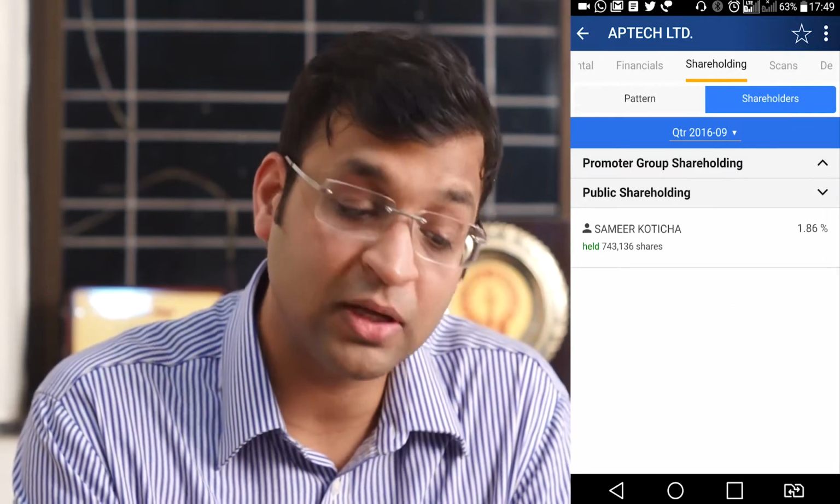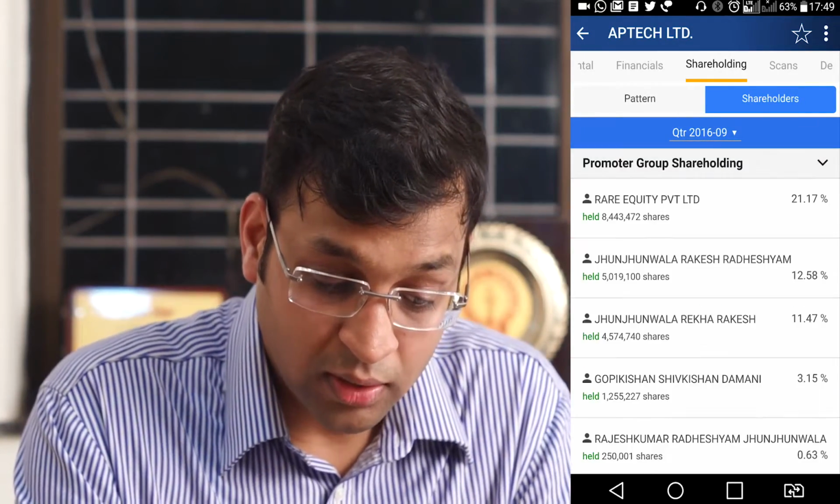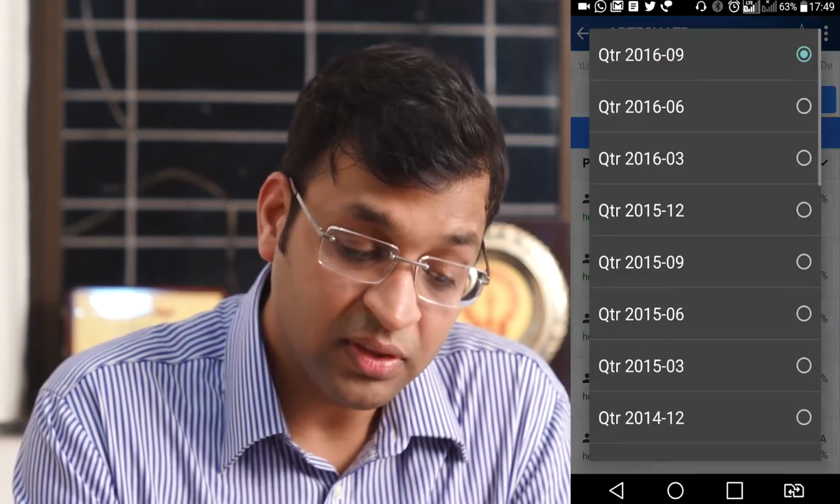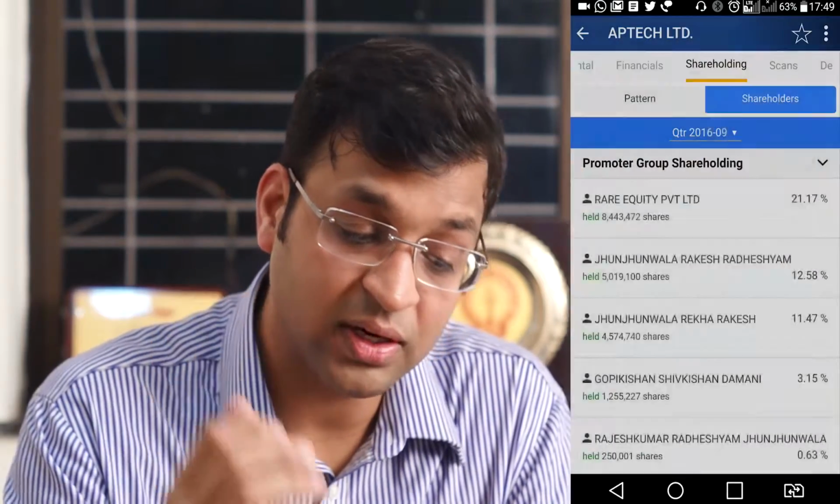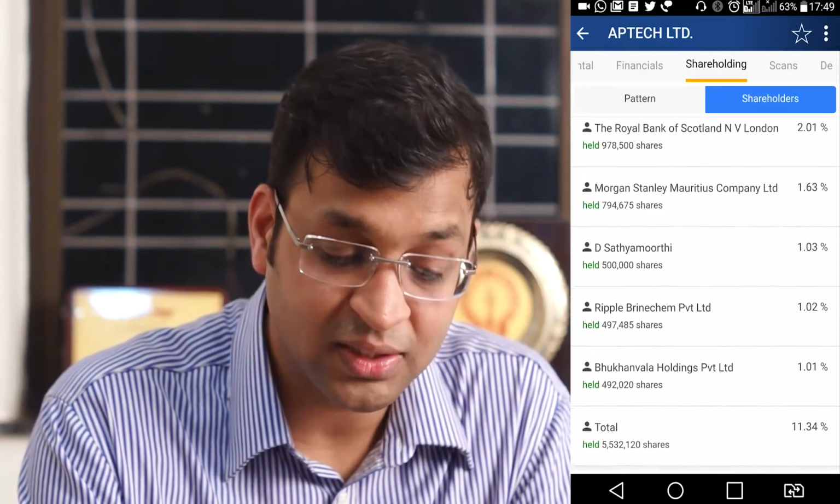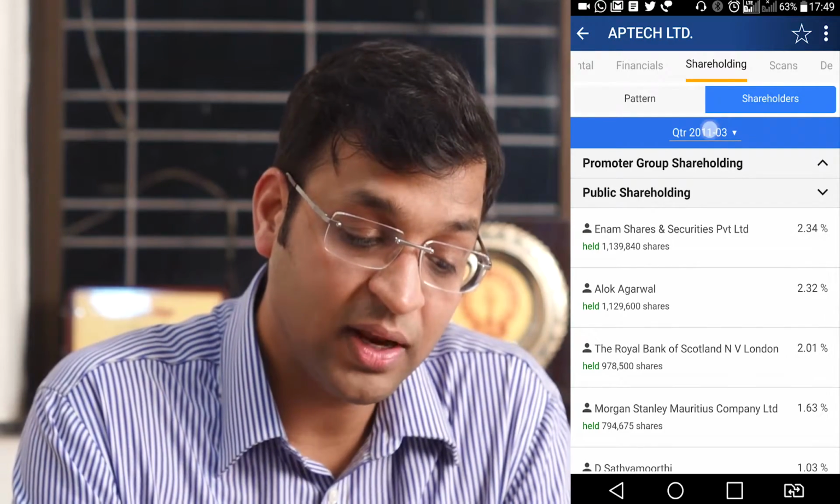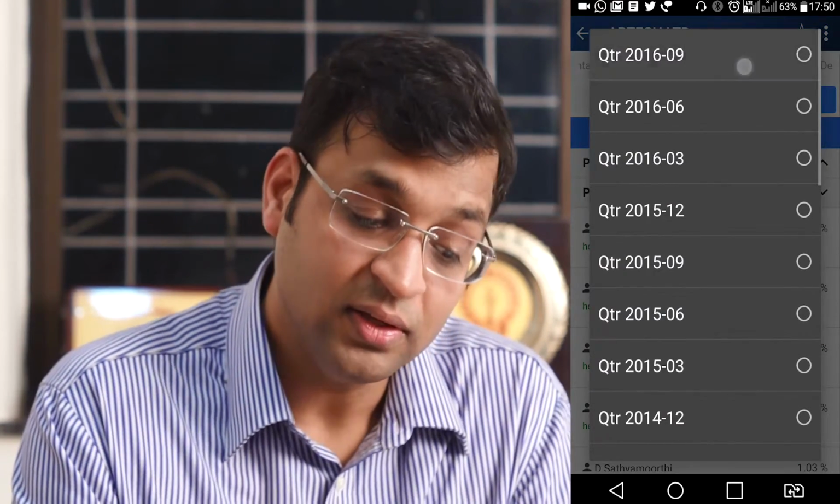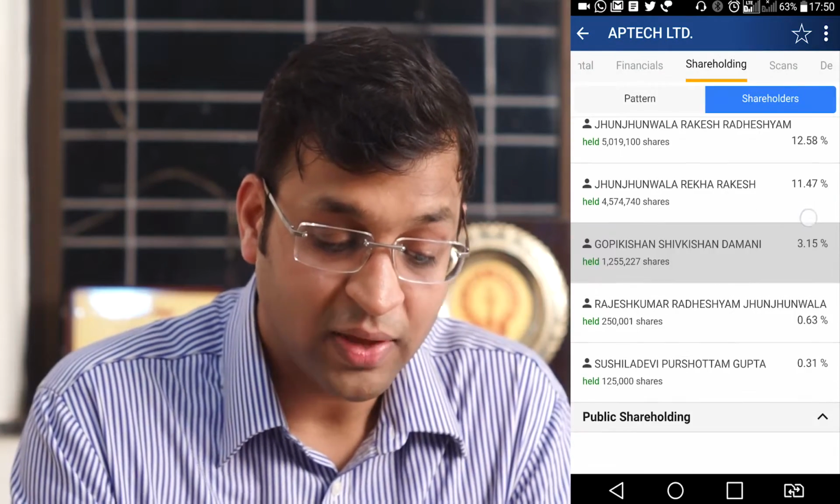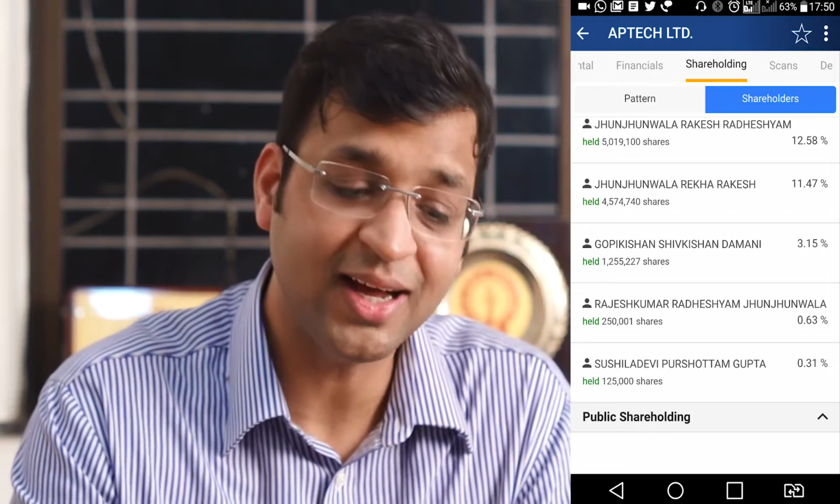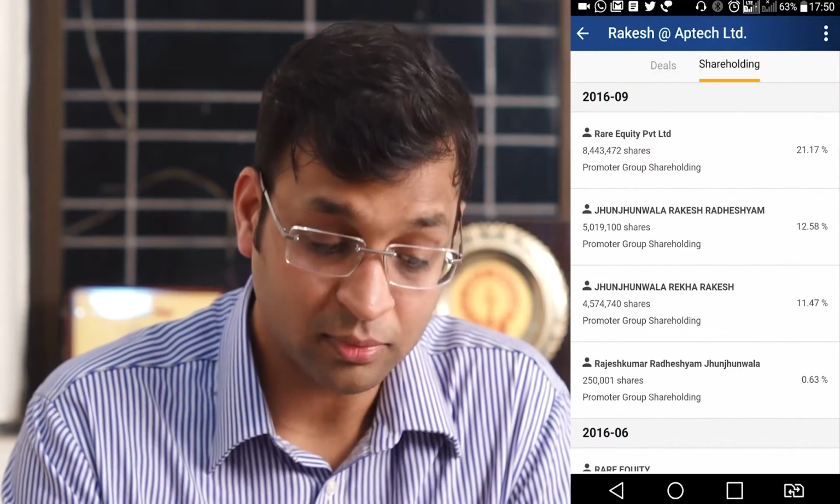You can actually navigate deeper and see the Aptech stock, and on the promoter side, these are the names there. This information you get from 2011 onwards, where you can see at that particular point in time who were the shareholders in Aptech and what the shareholding is as of now. So you can do a comparative analysis of who was there earlier and who is there right now.